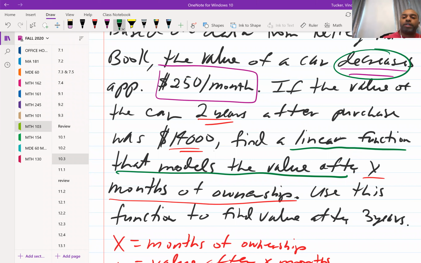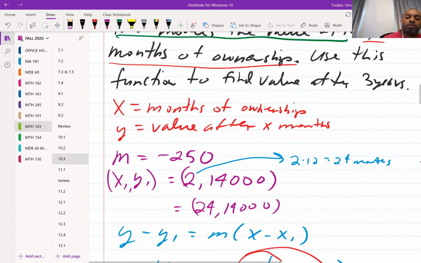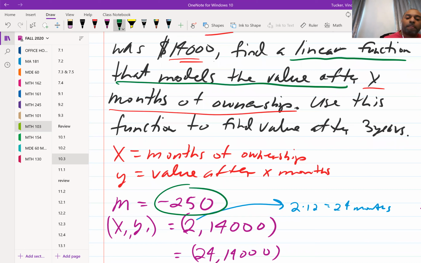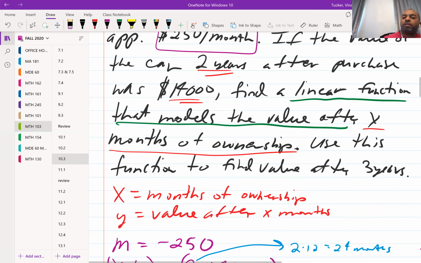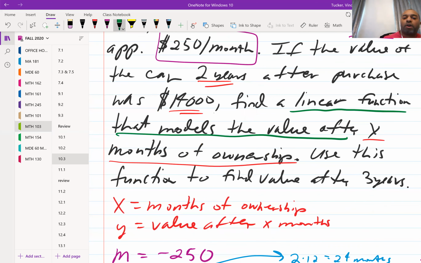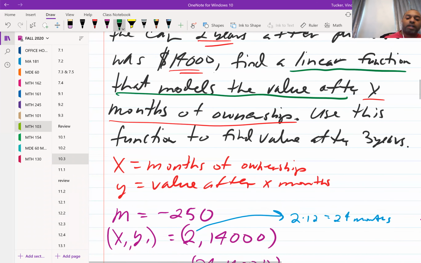And then this decreases, so that means it has to be negative. Now, if it said it increases $250 per month, then it would have been a positive 250. So that's why we have a negative 250 right here. Then it says the value of the car 2 years after purchase was $14,000. So that means X is 2 and Y is 14,000. That's the value of the car after 2 years.